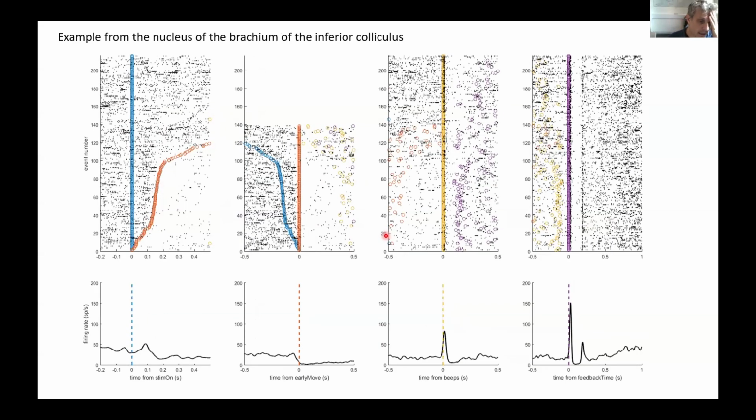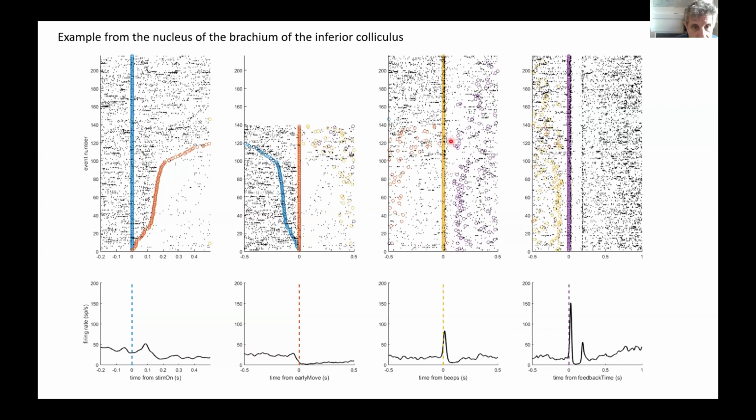Let's look at another example cell. This one is from the nucleus of the brachium of the inferior colliculus. So that's in the auditory system. Incidentally, you can see here in the spontaneous activity that this is a bursting cell. It fires these little events where it fires lots of spikes at random times on random trials. Okay, but if we look at the visual stimulus, there's nothing going on in response to the visual stimulus. If we look now at the movement, we see that something happens, but actually what happens is the cell is suppressed by the movement. So there's no visual response. The movement suppresses the activity of the neuron.